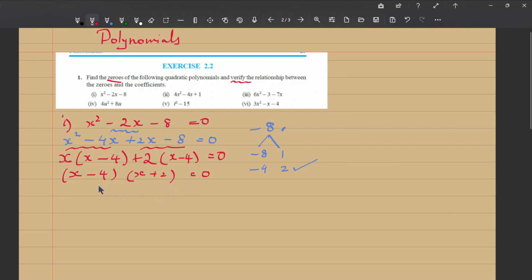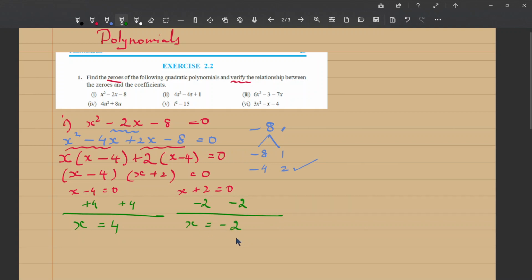Now what are the zeros? Either x minus 4 is equal to 0 or x plus 2 is equal to 0 or both are equal to 0. If x minus 4 is equal to 0, let's add plus 4 to both sides of the equation. You get x is equal to 4. This is one zero of this quadratic polynomial. And if you subtract 2 on both sides of x plus 2 equals 0, you get x is equal to minus 2, which is your second zero.